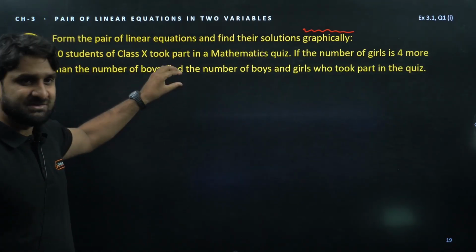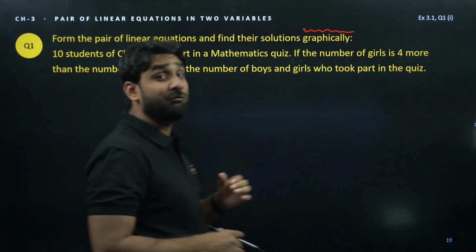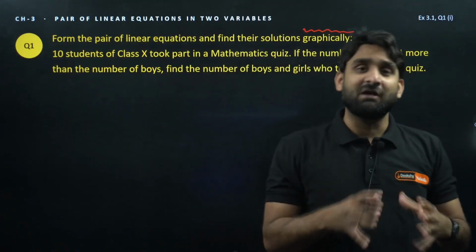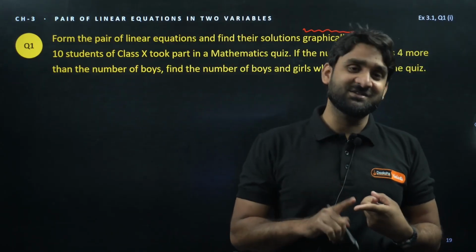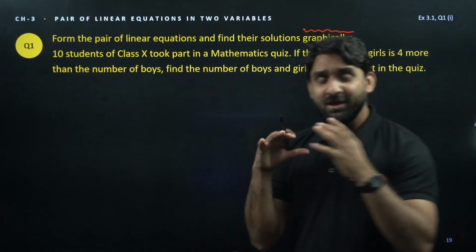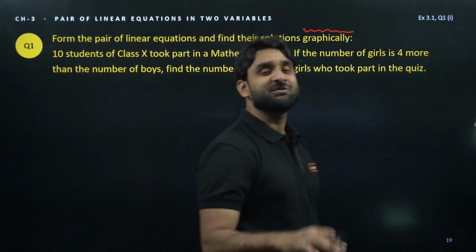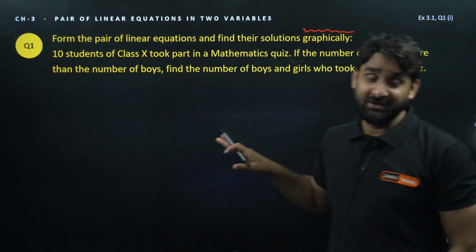A few conditions are given here. After reading the conditions, we have to form the equations. Then we have to solve the equations by the graphical method. Do you know? Forming the equation is the challenging task for the student. If you are able to form the equation, it means that 60-70% of the question is already done. How to form the equation? This is the most important task here.